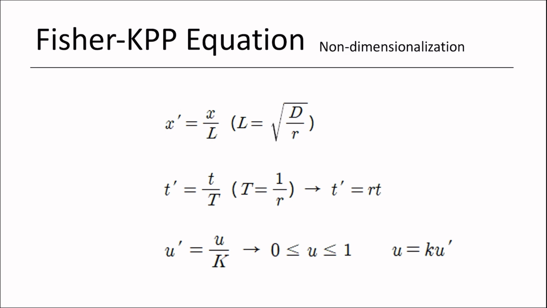The time variable is scaled by a characteristic time to define a dimensionless time variable. Here, the characteristic time is chosen as the reciprocal of the reaction rate. This scaling normalizes the time dynamics according to the inherent reaction time scale of the system. The dependent variable is scaled by the carrying capacity to define a dimensionless variable. This normalization confines the value range of the dependent variable between 0 and 1.